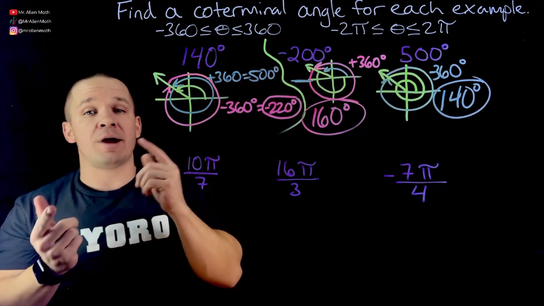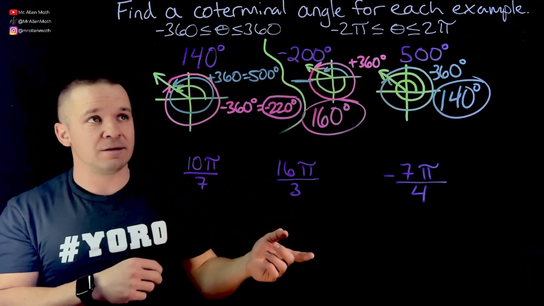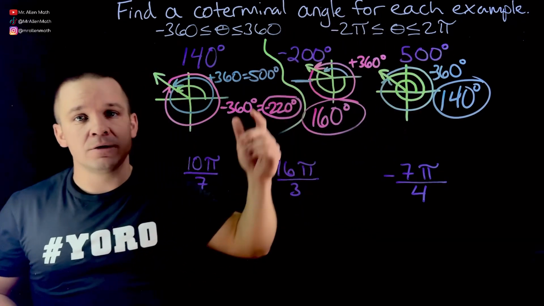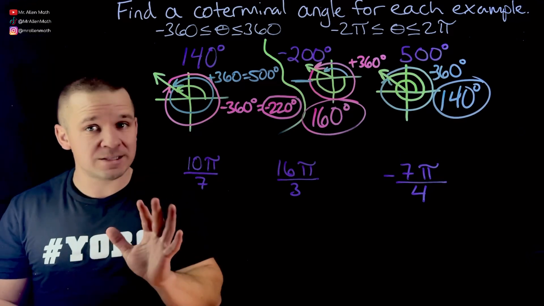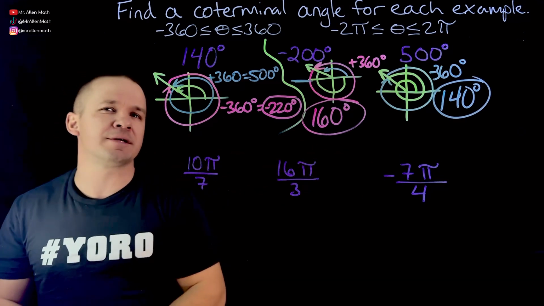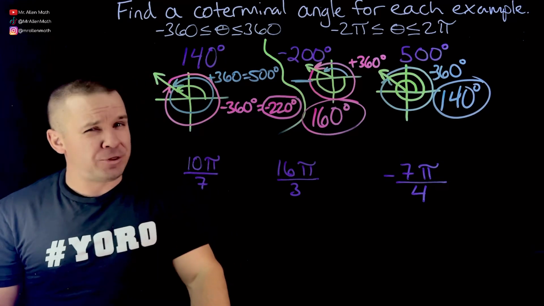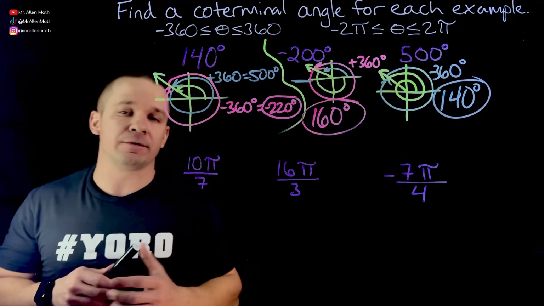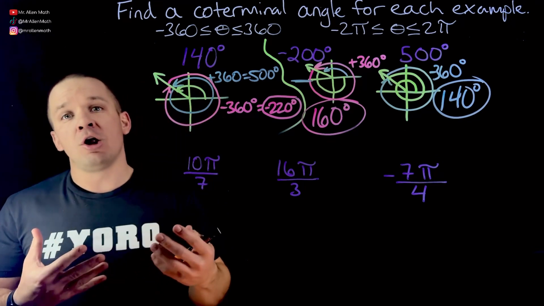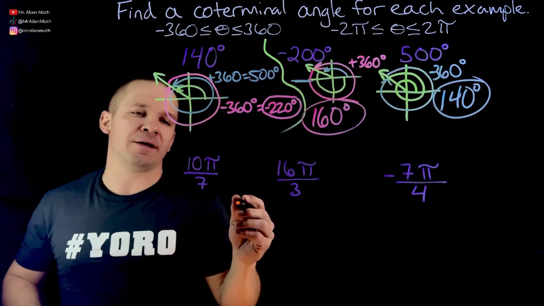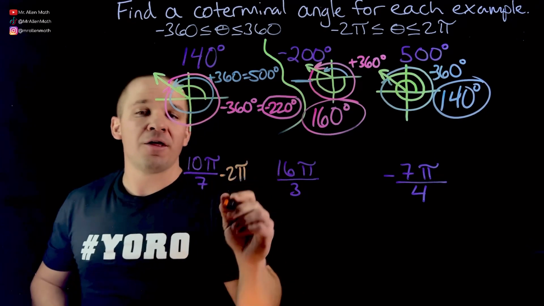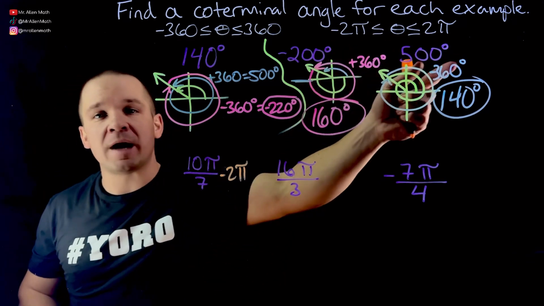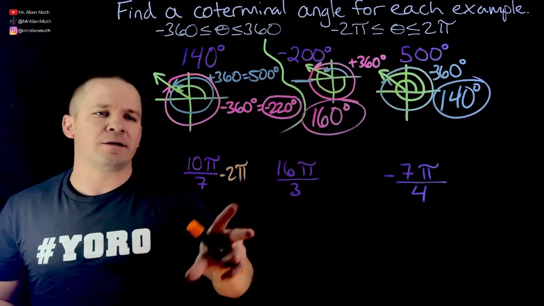Since with this one we were either adding or subtracting 360, the equivalent of that in radians is adding and subtracting 2 pi. But with this, we're going to need a common denominator. All right, so I'm at 10 pi over 7, which is a little over pi. I'm going to subtract 2 pi in this case. That should give me a coterminal angle within negative 2 pi to 2 pi, and we'll check it after subtracting.